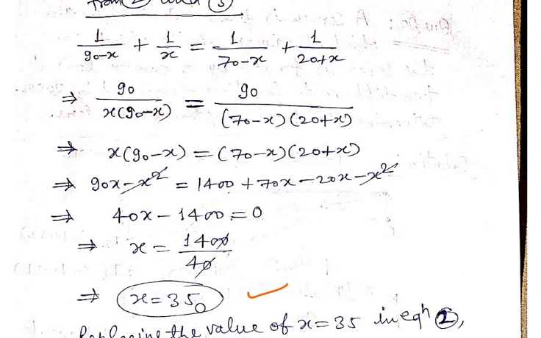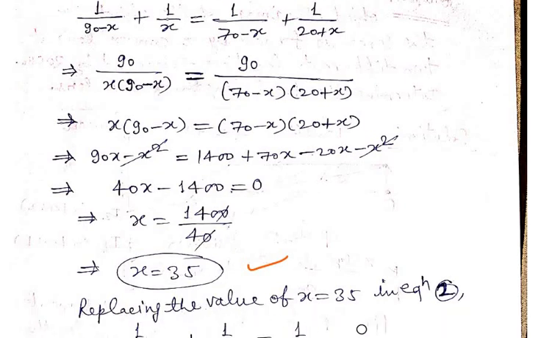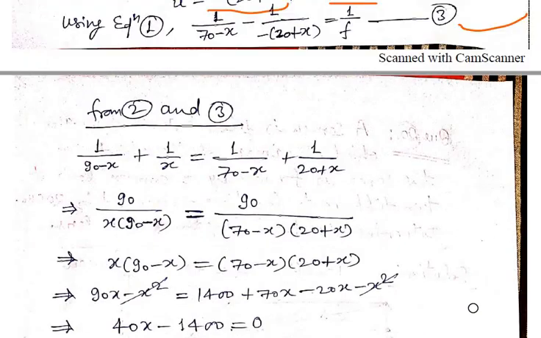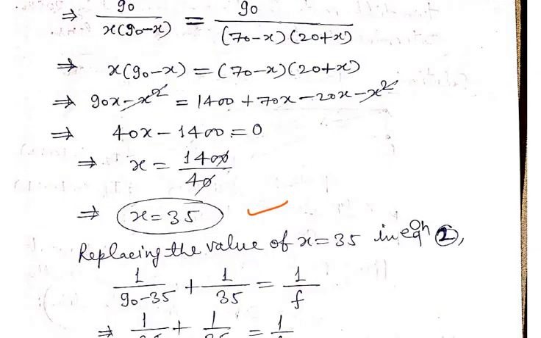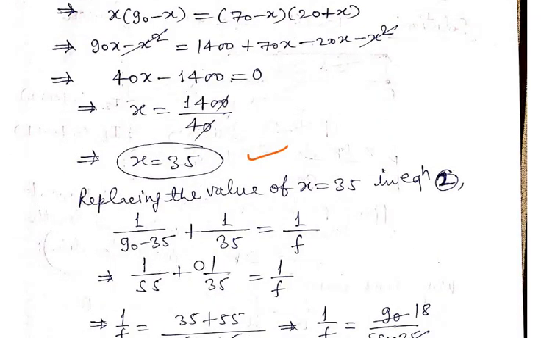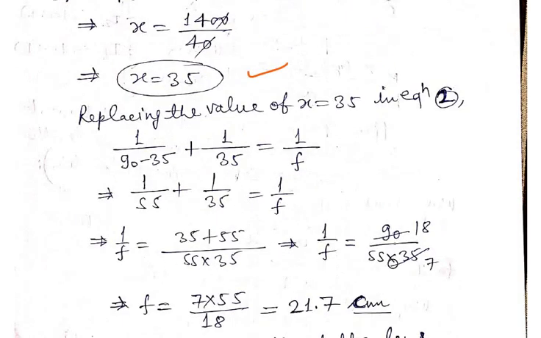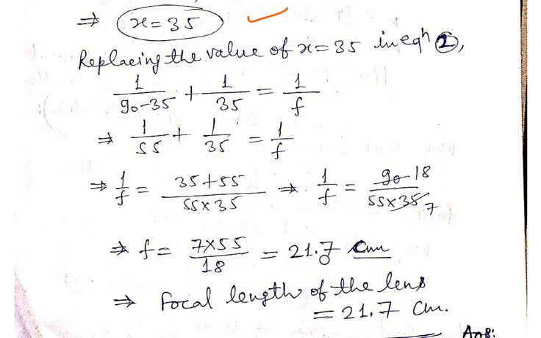So we have got the object distance from the first location of the lens, and that is 35 centimeter. Replacing the value of x equals 35 in equation number 2, that is 1 upon 90 minus x plus 1 upon x equals 1 upon f, we get 1 upon 90 minus 35 plus 1 upon 35 equals 1 upon f. After some mathematical calculation, we will get f equals 21.7 centimeter. That is, the focal length of the lens is 21.7 centimeter.